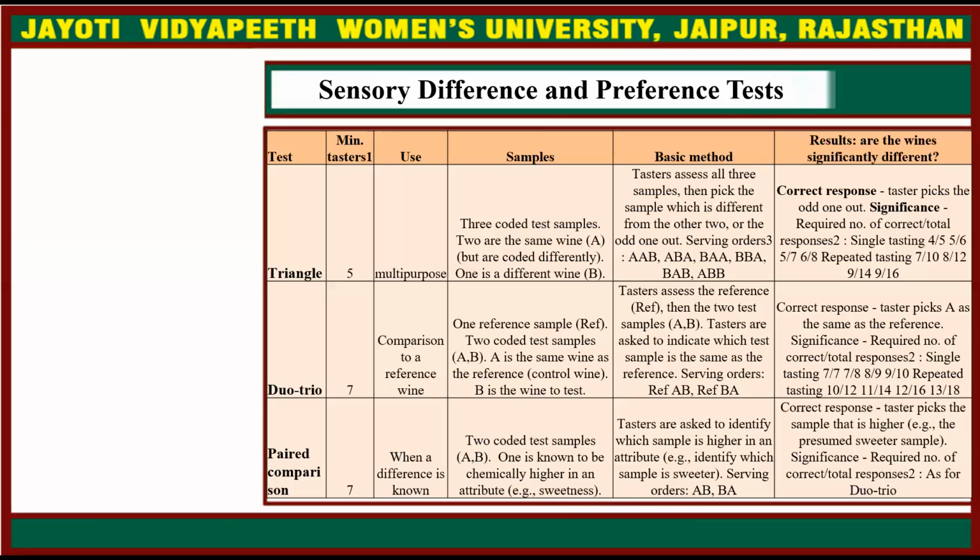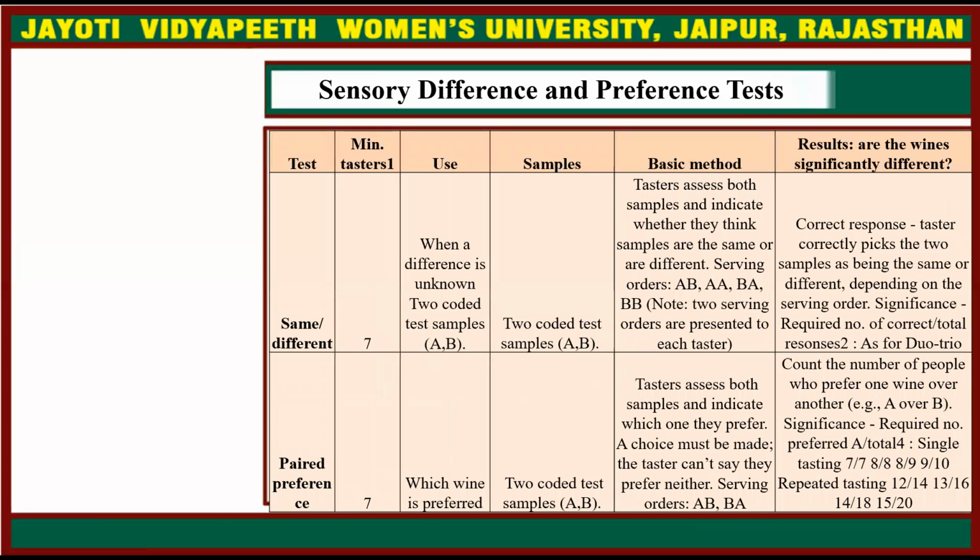comparison test. Minimum testers required are 7 when a difference is known. Then 2 coded test samples are A and B. 1 is known to be chemically higher in an attribute, for example sweetness. Tasters are asked to identify which sample is higher in an attribute. Example: identify which sample is sweeter than the other. The serving orders are AB and BA. Then the correct response is that tasters pick the sample that is the higher, presumed sweeter sample.